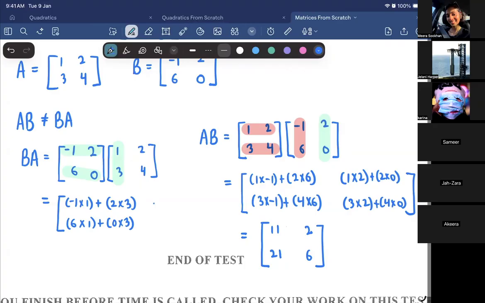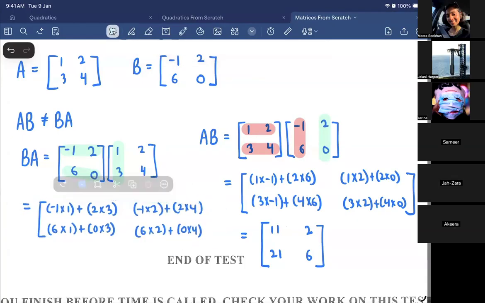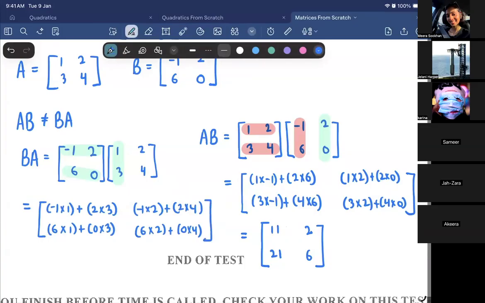Let me call Mira. Mira, continue the matrix multiplication for me. So continue where Christian left off. Okay, so negative 1 by 2 plus 2 by 4. So negative 1 by 2 and 2 by 4, yeah? Yeah. Then next line, 6 by 2 plus 0 by 4. Okay, I see. Nice. Regina, are you getting through with this matrix multiplication?